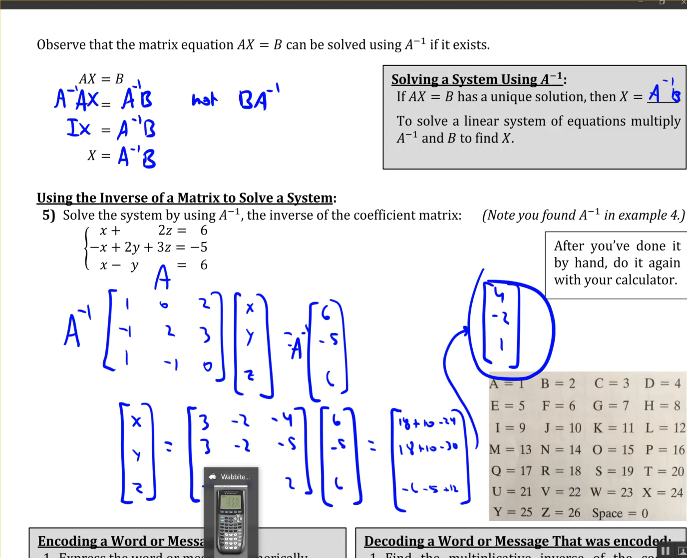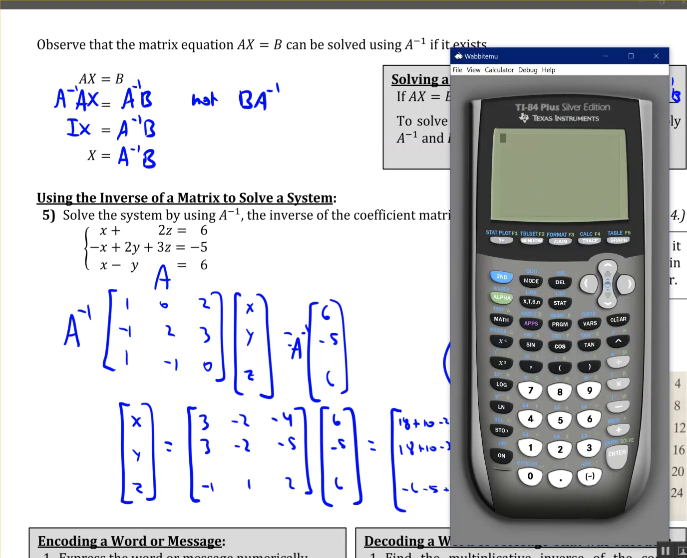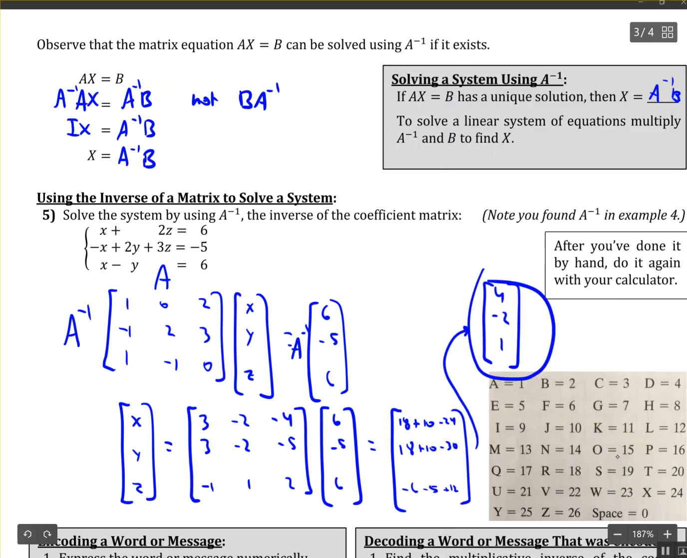If we wanted to, we could check it on our calculator. Now I already put in an extra matrix C, which is just that 6, negative 5, 6. And the matrix that I called A here, in my calculator I called B. So I'm going to do B inverse times C. And notice I get 4, negative 2, 1 as my answer.